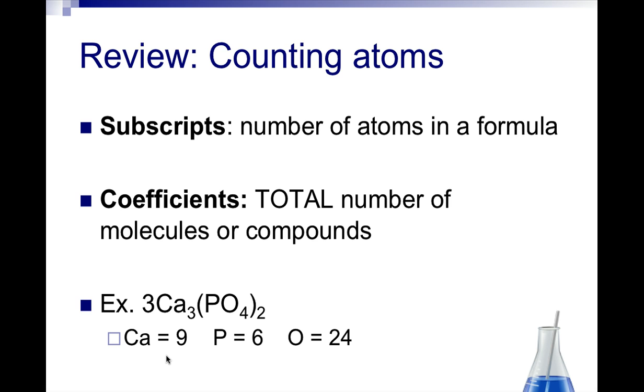So we're going to review counting atoms. Remember, the subscripts indicate the number of atoms in the formula. The coefficients are the total number of molecules or compounds. So if we look here at 3 calcium phosphates, we actually have a total of 9 calciums, a total of 1 times 2, which is 2, times 3 to give me 6 phosphorus. Then we have 4 times 2, which is 8, times 3, which is 24 oxygens.